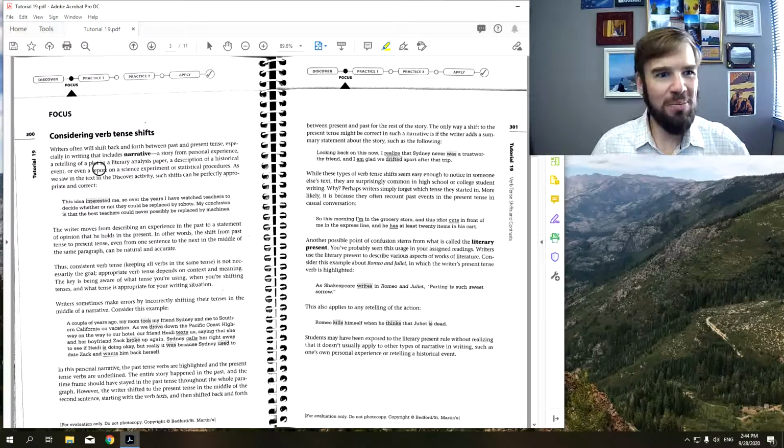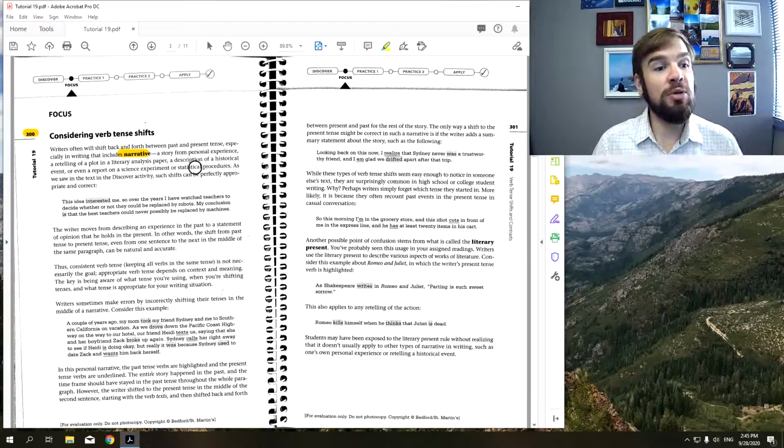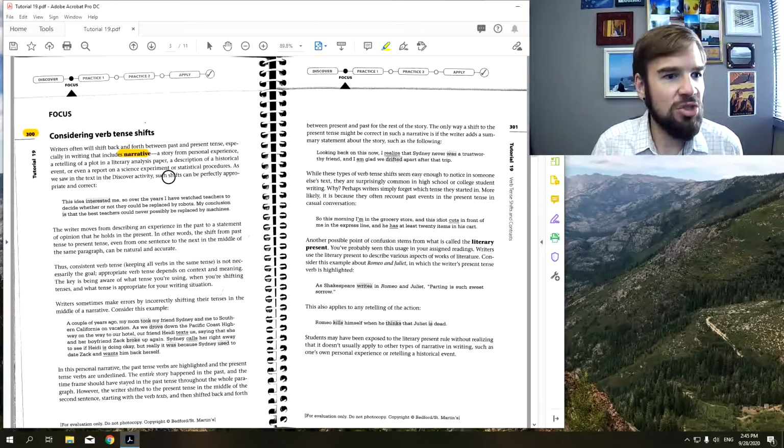Great. Moving on to page 300. So, considering verb tense shifts. Writers often will change back and forth between past and present tense, especially in writing that includes narrative. That's a story from personal experience, a retelling of a plot in a literary analysis paper, a description of a historical event, or even a report on a science experiment or statistical procedures.